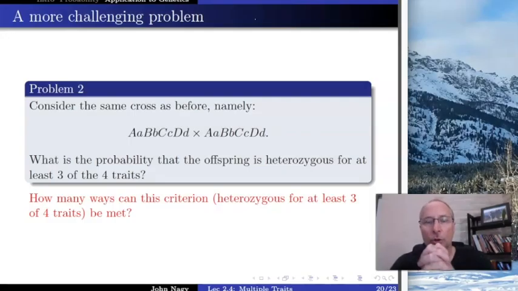Now, let me show you what these techniques are capable of. And once you really master these techniques, you'll never go back to the Punnett square. They're much, much more powerful and much faster.